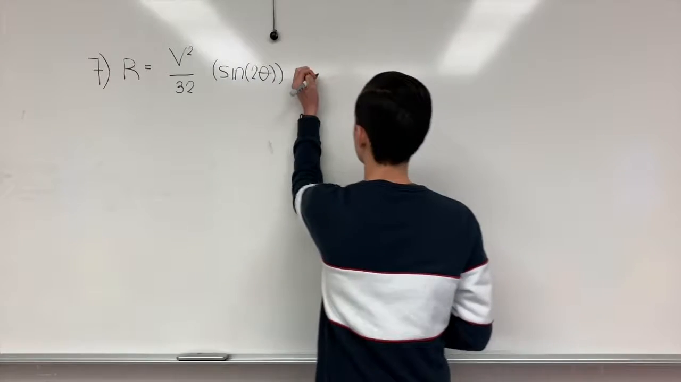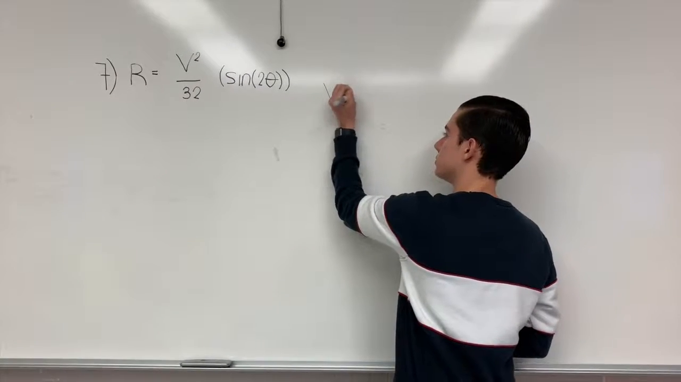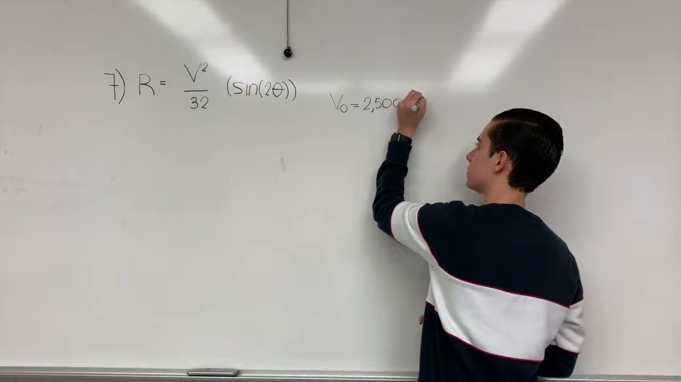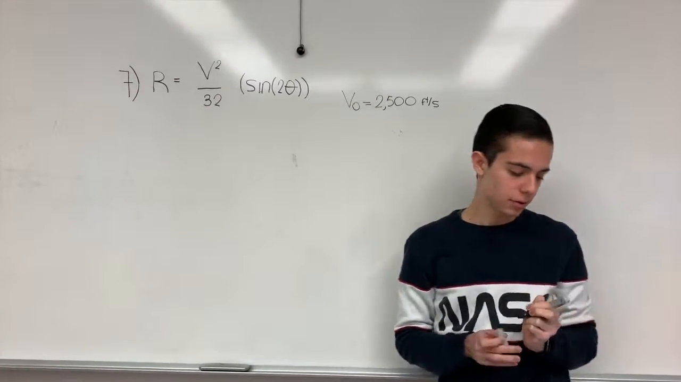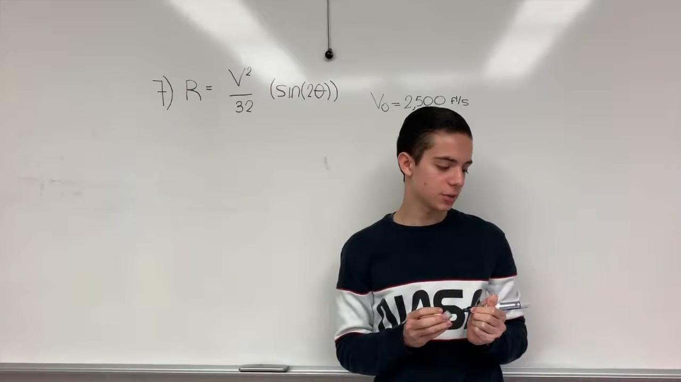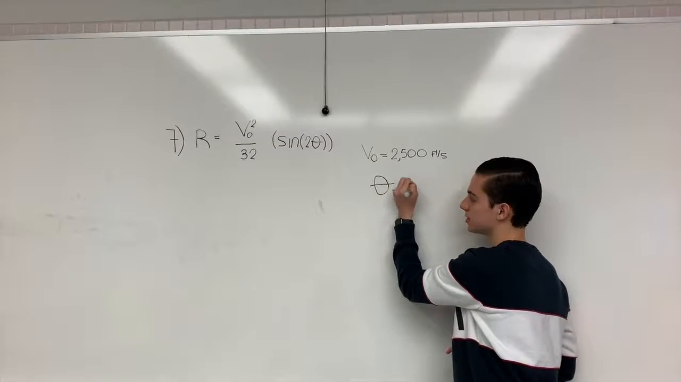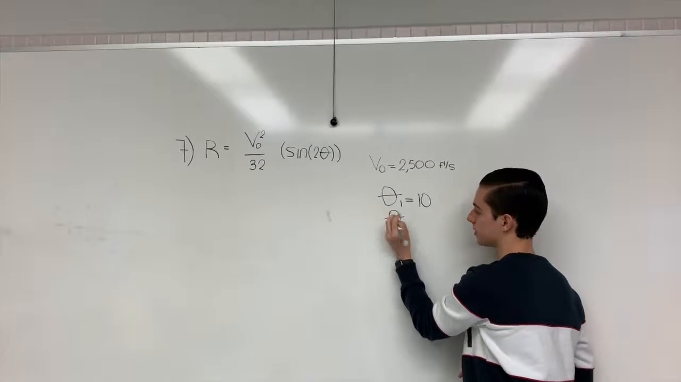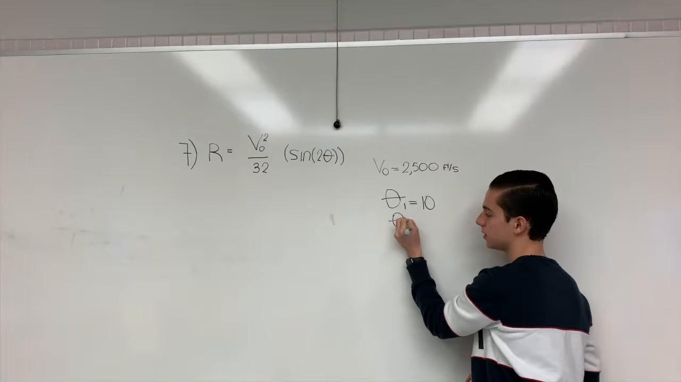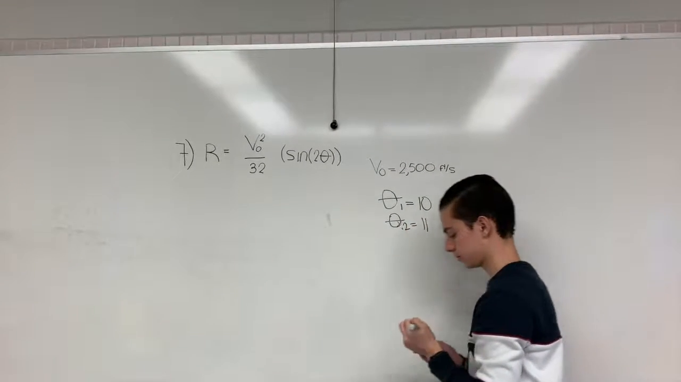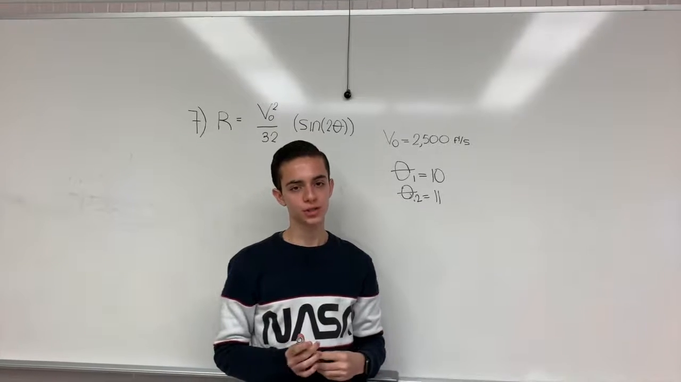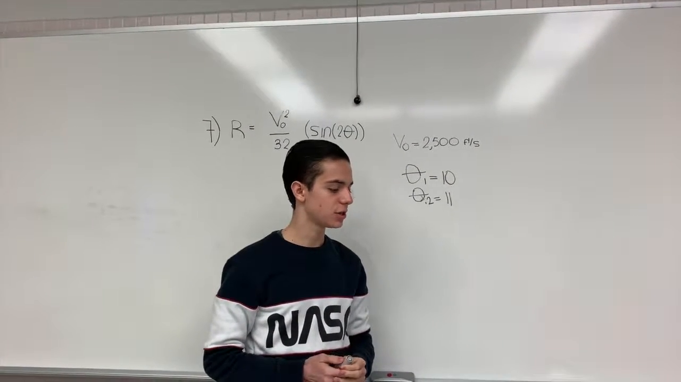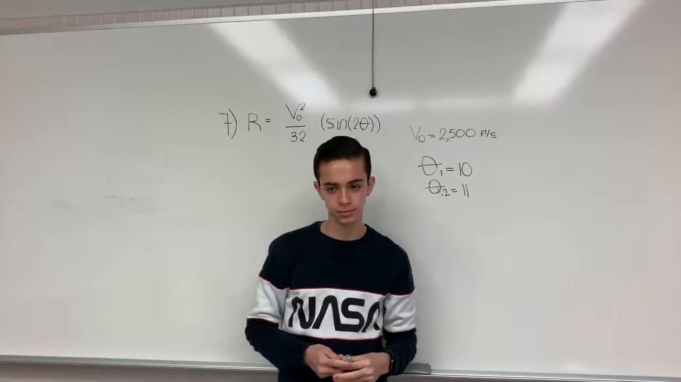V0 equals 2,500 feet per second, and they are giving us the two thetas, which is theta 1 is 10 and theta 2 is 11. So the first question of this problem is A. Determine the change in the range of the projectile.